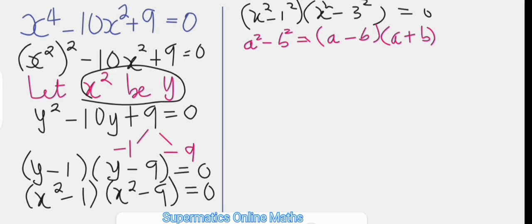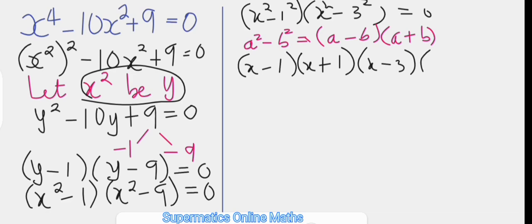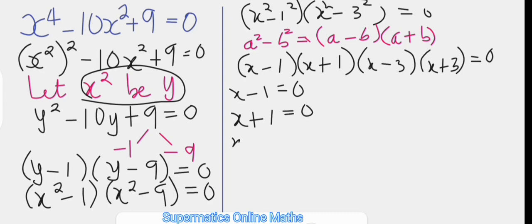Using this relation on both factors, the first one is going to be (x - 1)(x + 1). And the second one, x^2 - 3^2, is going to be (x - 3)(x + 3) = 0. By the zero product property, x - 1 can be 0, x + 1 can be 0, x - 3 can be 0, and x + 3 can be 0.